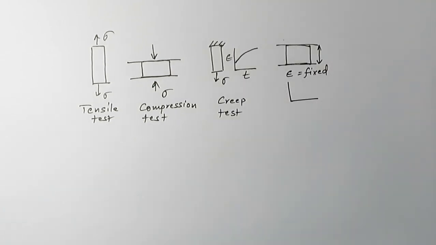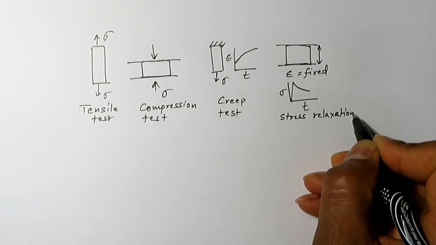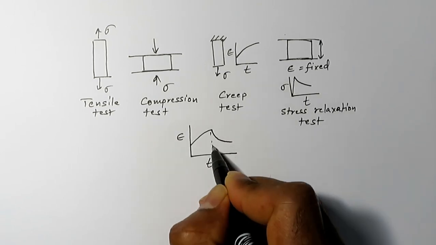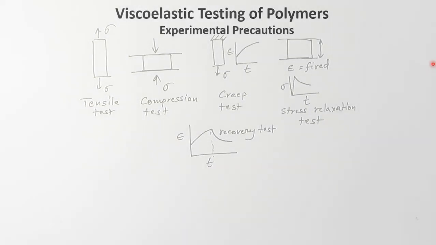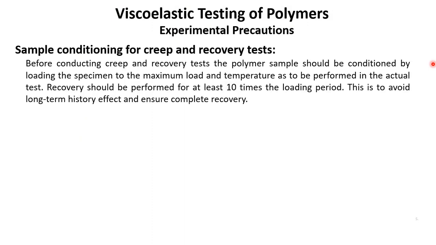Therefore, a variety of tests may be necessary to really understand the polymers and use the data for a particular design. So here there are many precautions that we should observe during the experimental tests of viscoelastic materials. First one is sample conditioning for creep and recovery tests. Before conducting creep and recovery tests, the polymer sample should be conditioned by loading the specimen to the maximum load and temperature as to be performed in the actual test.